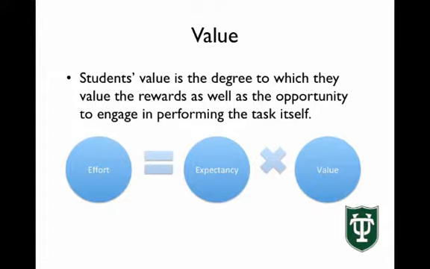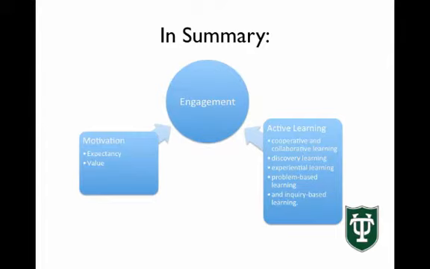So in summary, we talked about engagement and we tried to define it. So hopefully we defined it and we said that it is linked to motivation and to active learning. And with regard to active learning, we talked about different approaches that are under active learning. But remember, they are not the only ones. And there could be really every type of activity, even reading, can be transformed to be active reading. And we talked also about motivation, and we talked about expectancy and value.